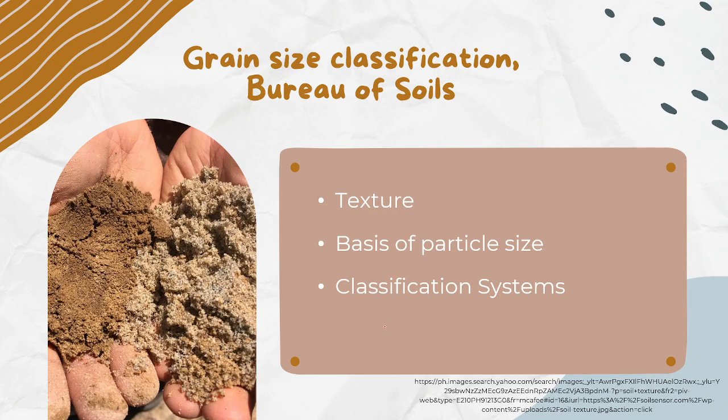So when we say texture, it refers to the surface appearance of the soil. It tells about the different particle sizes which are present in the soil. So we have four bases of particle size. Generally we have the gravel, sand, silt, and clay. And as for the classification systems, there are a lot of classification systems used, but for engineering purposes, we will be discussing two textural classifications, which is the USDA and the MIT, and another two for the engineering behavior, which is the AASHTO and USCS.